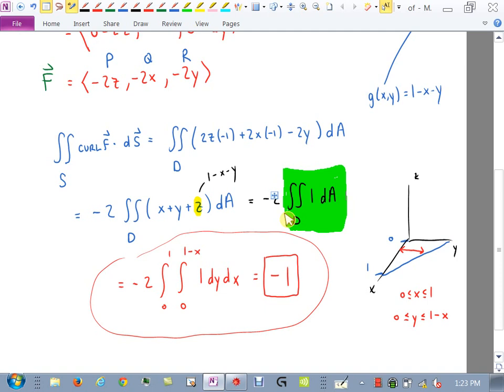Okay. I want to show you a different approach to the same exact problem, because there's another way you could have approached this. We were looking at this curl of F dot dS, right? That's what we were trying to do.